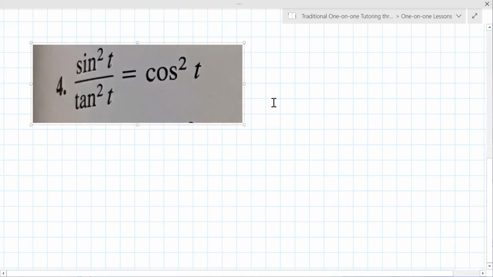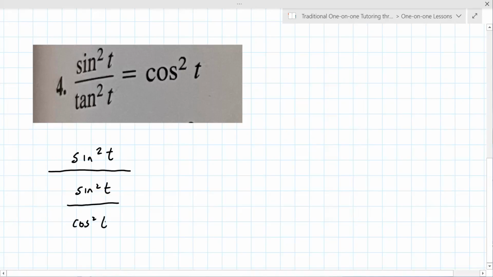Which side is more complicated, Niko? The left side. So, all right, we're just going to go sine squared t, and then tangent is sine squared t over cosine squared t. And again, we're not working on the right-hand side. That's your target. You know where you're trying to go, but you can't do anything with it.